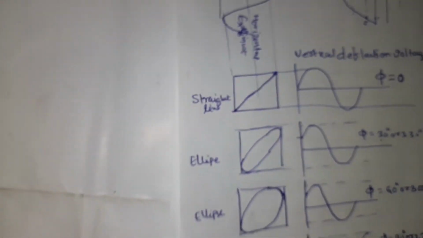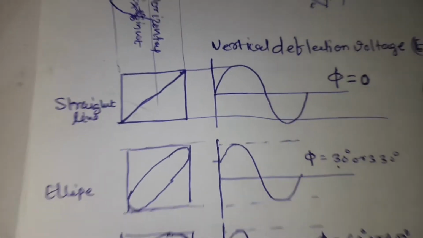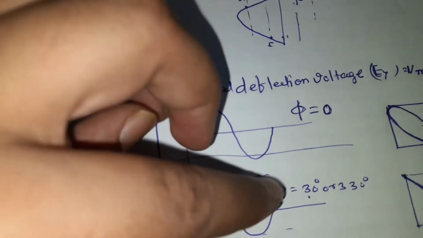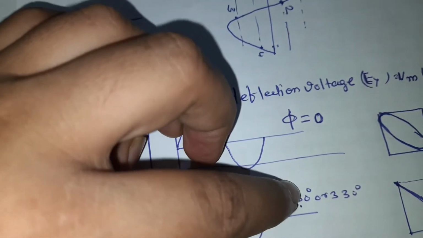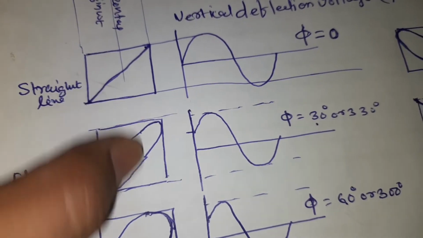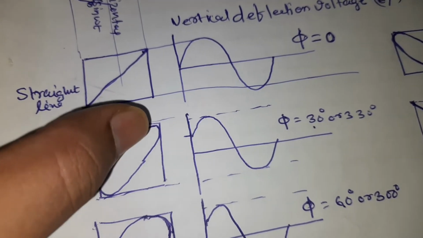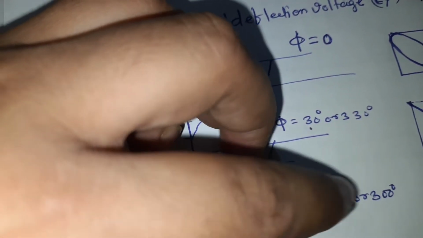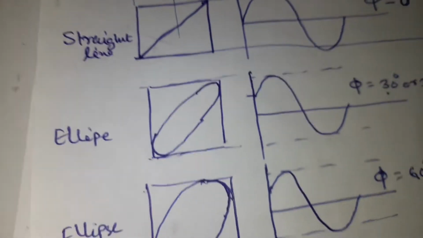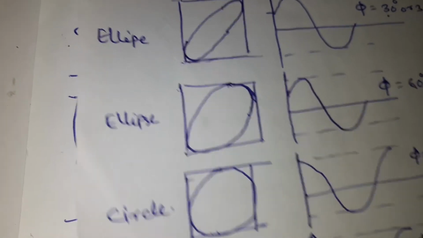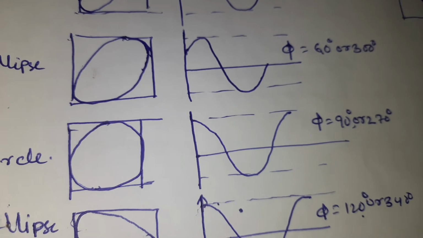So if you observe, if there is a phase shift of 0 degree, then a straight line will appear. If the phase shift is 30 degree or 330 degree, then an ellipse appears in the first quadrant and the third quadrant. If the phase shift is 60 degree or 300 degree, then it shows an ellipse, but almost equal to a circle. In case of 90 degree or 270 degree, a circle will appear.